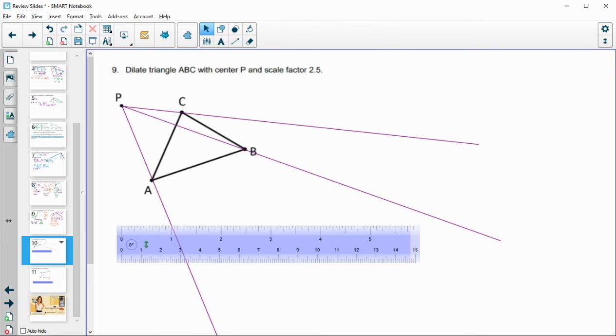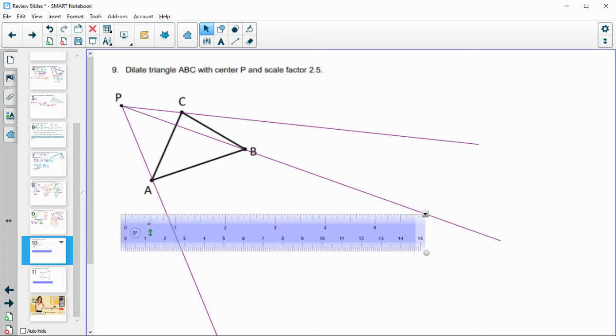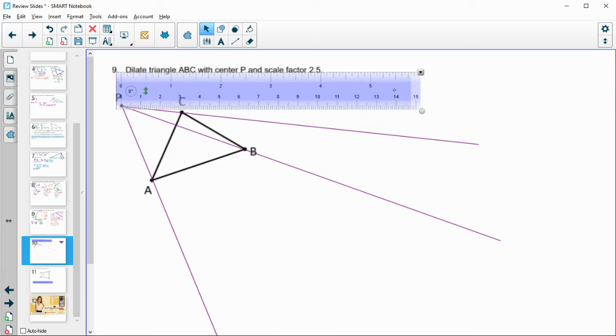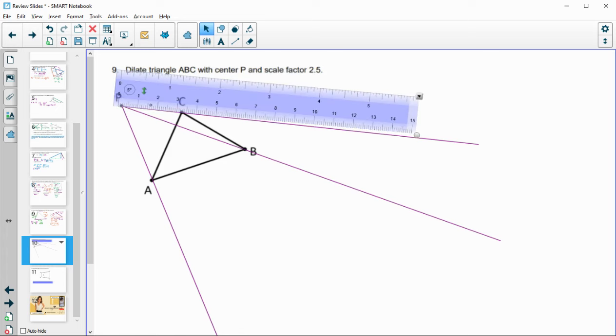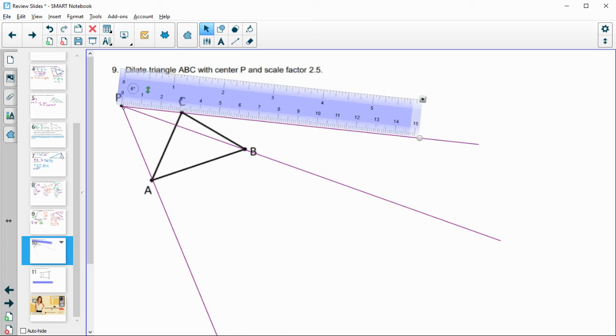Now, my ruler is not going to be the same as yours since this is on the screen and I can change the size of this, so it's not set. So you're going to follow the similar process on yours, it just won't be the exact same numbers. You're going to set your 0 on your ruler on P, the center of dilation. Then you're going to measure how far it is from P to C. In my case, P to C is equal to 3.